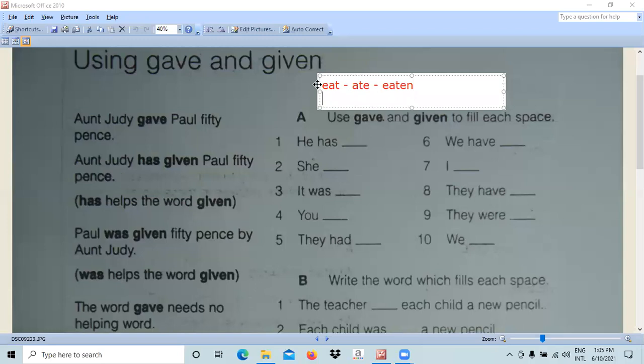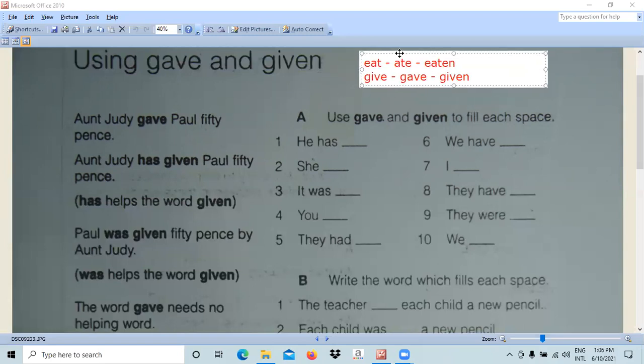Here, when you take the word give, that is the present tense or the stem. From that stem, we can make the past tense gave, and the past participle given. Therefore, a basic verb has three forms: present tense, past tense, and past participle.